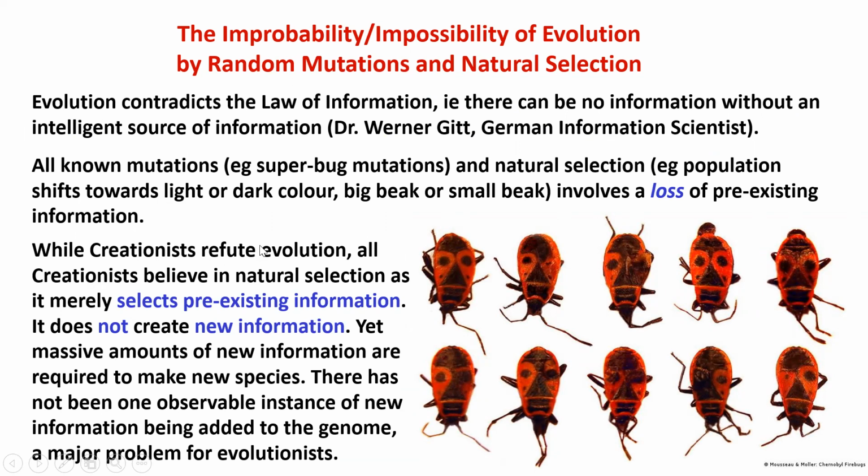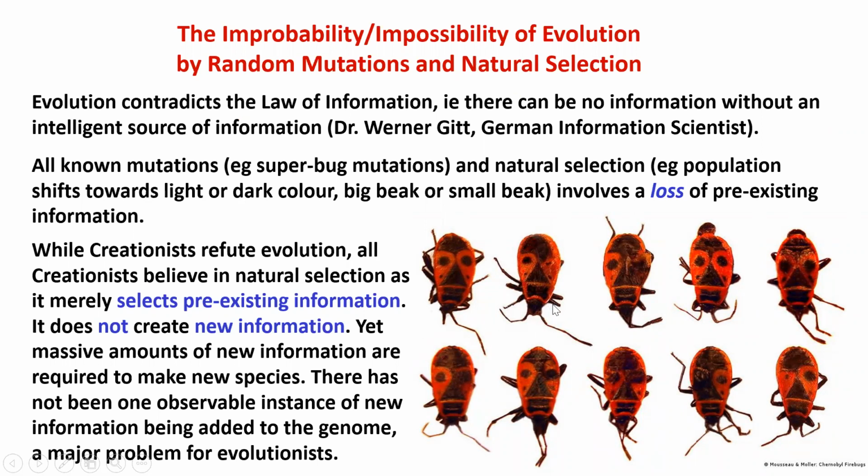While creationists refute evolution, all creationists believe in natural selection, as it merely selects pre-existing information. It does not create new information. Yet massive amounts of new information are required to make new species or new kinds. There has not been one observable instance of new information being added to the genome, and that's a major problem for evolutionists. Okay, new information to make new kinds of animals.